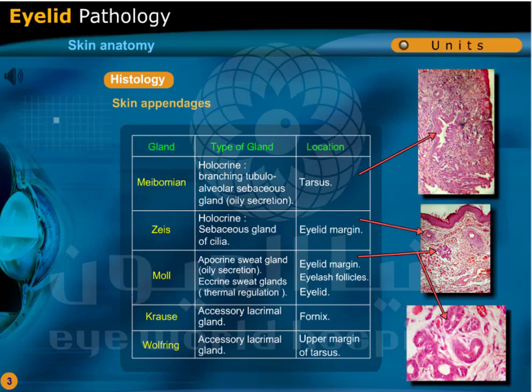Krause gland, accessory lacrimal gland at the fornix. Wolfring gland, accessory lacrimal gland located at the upper margin of the tarsus.